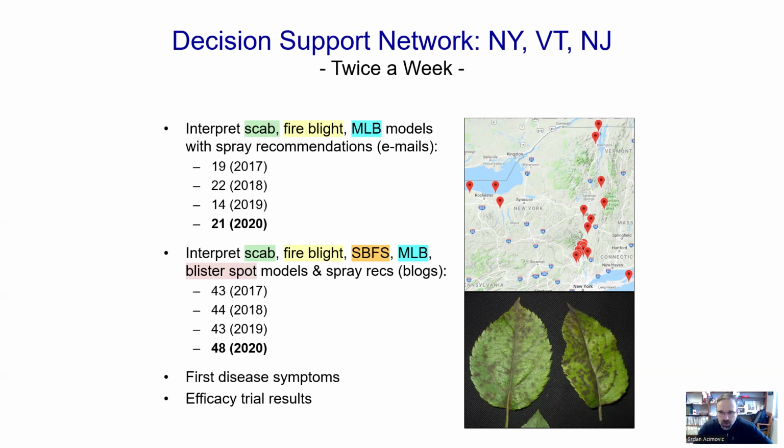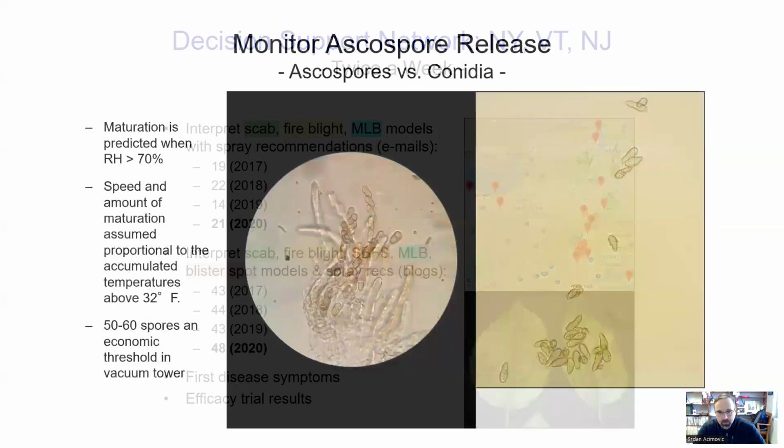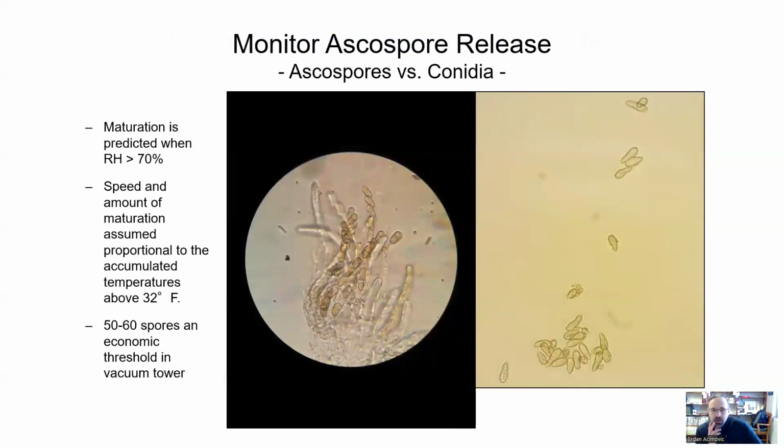Through these blogs, we also sent information about when we saw the first symptoms of apple scab, and we would also deliver efficacy trial results. So we would use the model to run the efficacy trials as well. What you can see here is the microscopic examination of the leaves that I mentioned to you in the leaf litter.